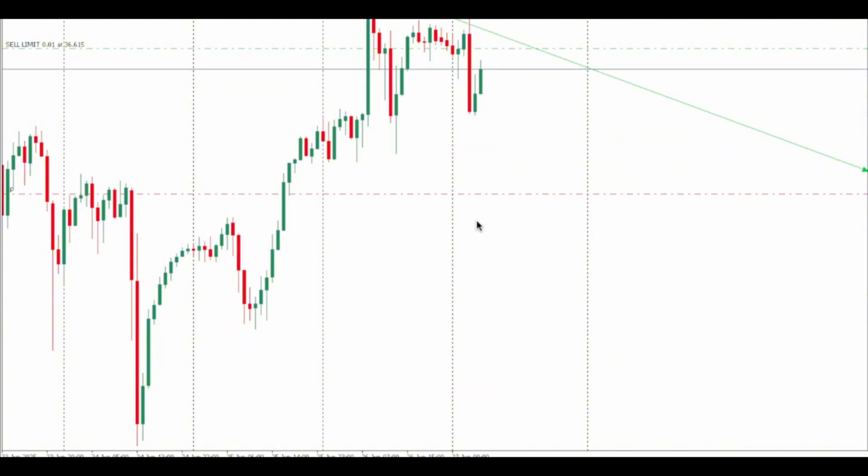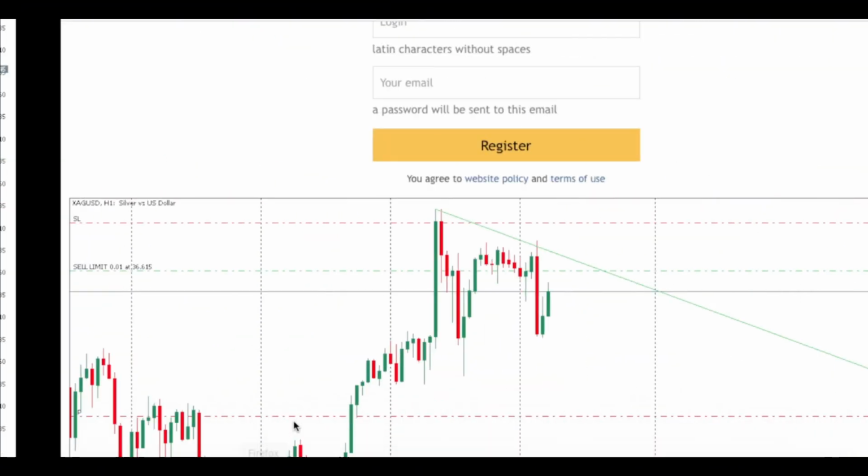So this is 75. As you can see, I've placed a pending order here. It hasn't been triggered yet, and my target is here. My SL is here. It's a 1 to 3 trade. So let's go to TradingView.